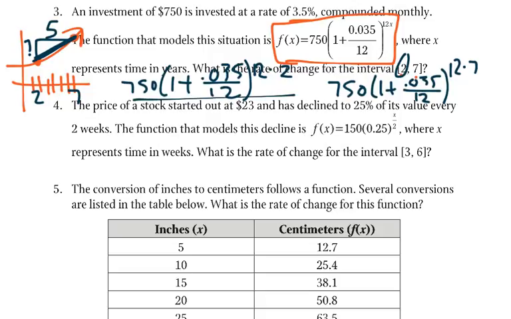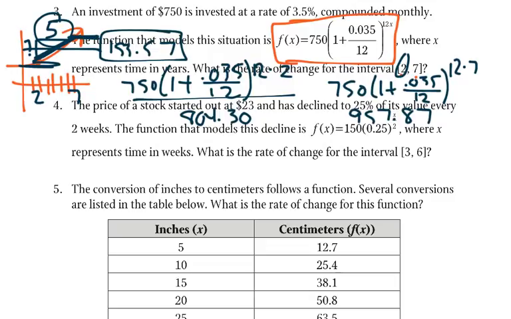So when we do this first one, we end up with 804.30 because we're dealing with money. Our second one, we get 957.87. So we subtract them: 957.87 minus 804.30, and that gives us that vertical difference of 153.57. Then we take the vertical, divide it by the horizontal, and that'll give us our rate of change, which is 30.72.